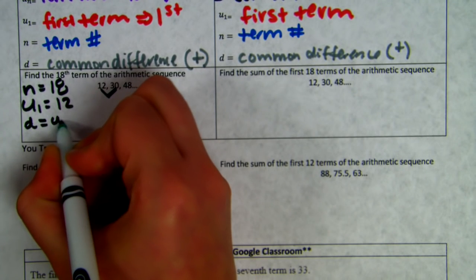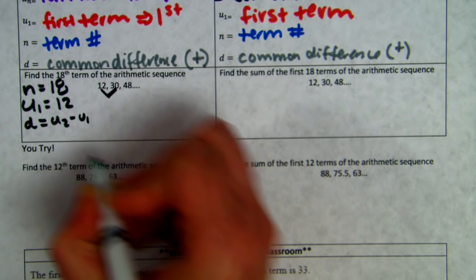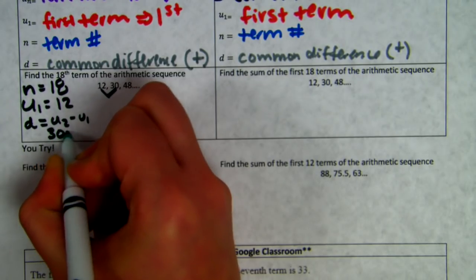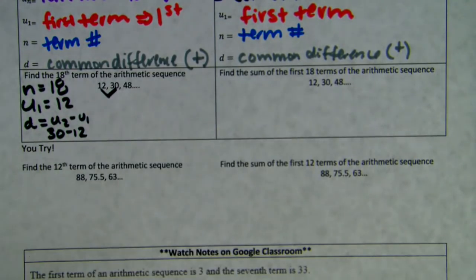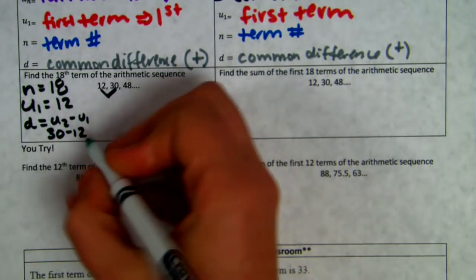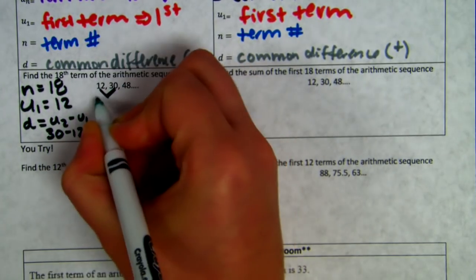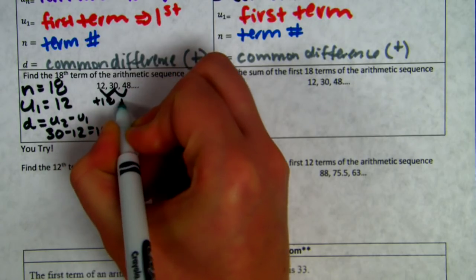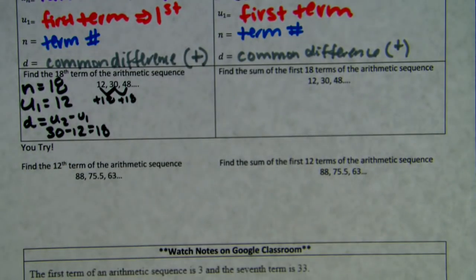So I would take my second term minus my first term, which would be 30 minus 12. I'm going to go grab a calculator, but we can do that as I'm grabbing it. So if I take 30 minus 12, that gives me 18. So my common difference is going to be plus 18 each time. So I'm going to be adding 18. My common difference is 18.